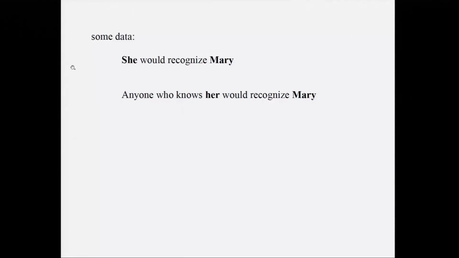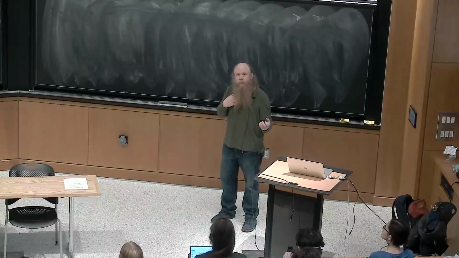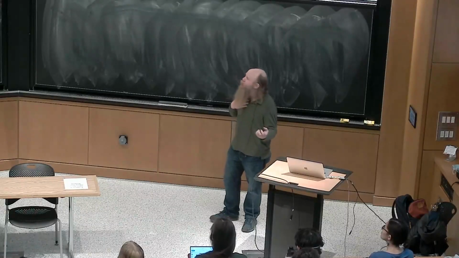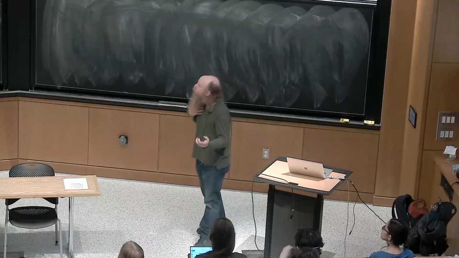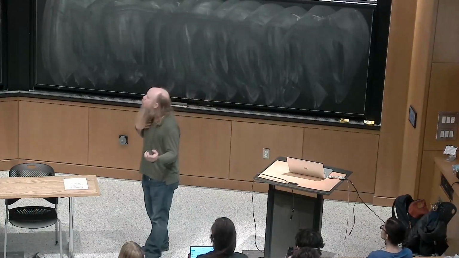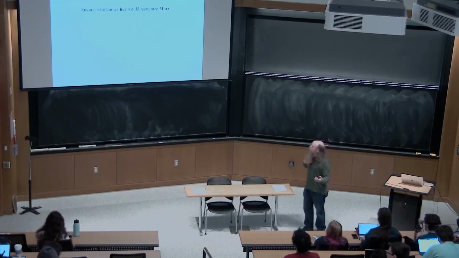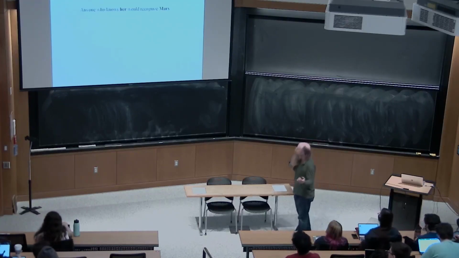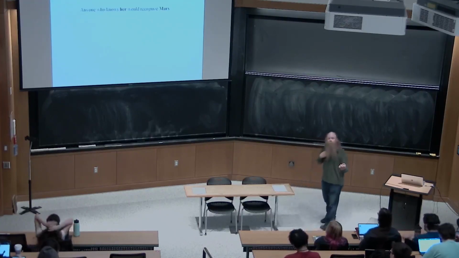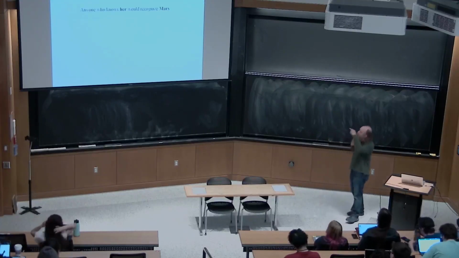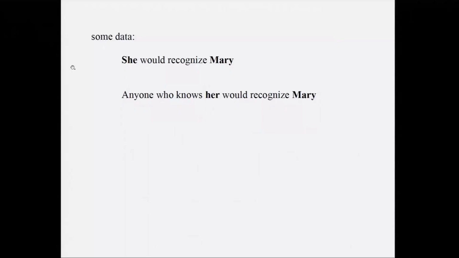But they differ in that in the first sentence, she cannot be Mary. It has to be some other person in that first sentence. So that first sentence has to involve two different people. One of them female, and Mary is probably also female, though who knows, maybe not. On the other hand, in the second sentence, anyone who knows her would recognize Mary, it's possible that her refers to Mary.